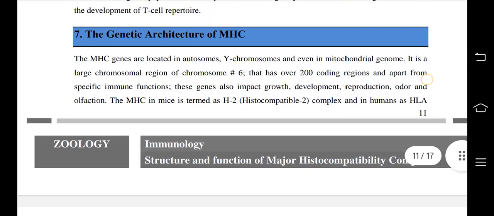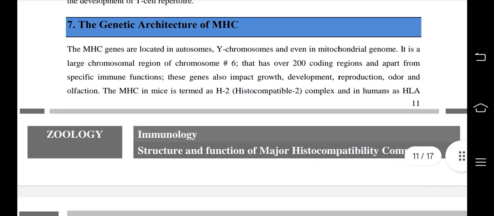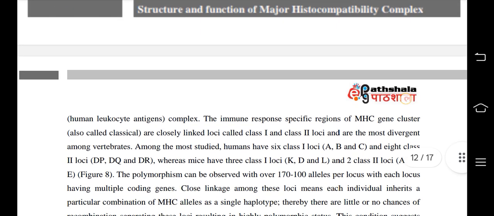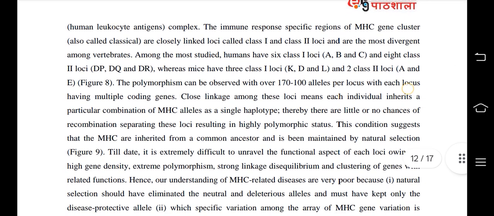Genetic architecture of MHC. The MHC genes are located in autosomes, Y chromosomes, and even in the mitochondrial genome. It is a large chromosomal region of chromosome 6 that has over 200 coding regions, and apart from specific immune functions, these genes also impact growth, development, reproduction, odor, and olfaction. The MHC in mice is termed the H2 histocompatibility complex, and in humans HLA, the human leukocyte antigen complex.